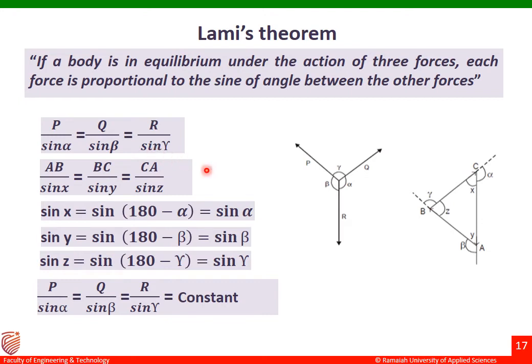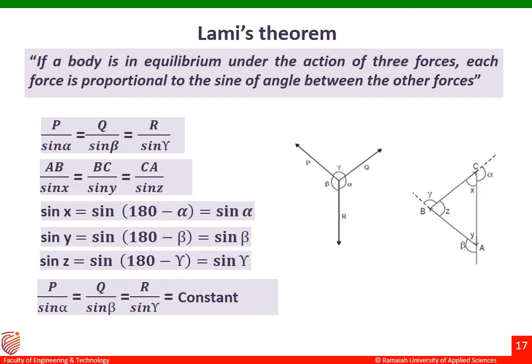You can see one more figure written over there. We can see X, Y, Z are the angles made inside the triangle. So there are three sides, AB, BC, and CA. In that case, what we have to do is P by sine X is equal to sine 180 minus alpha, which is sine alpha. What we are doing is finding out the angle between two forces. So sine Y is equal to sine 180 minus beta, it will be sine beta. Sine Z is equal to sine 180 minus gamma, which is sine gamma.